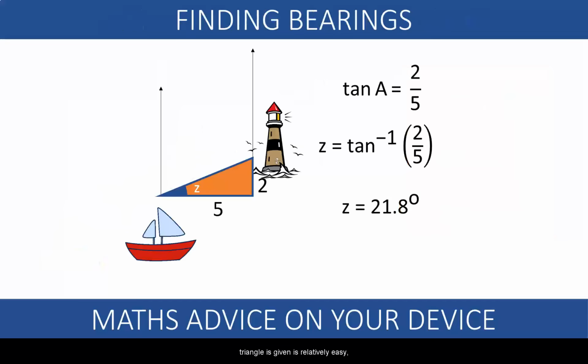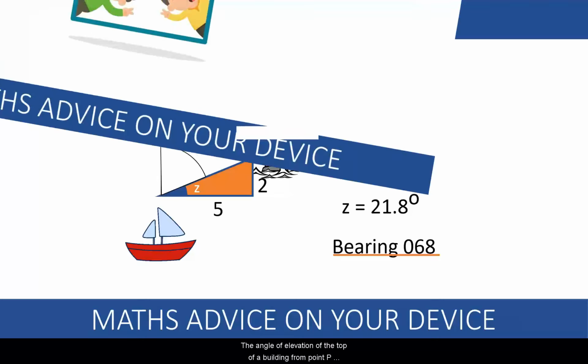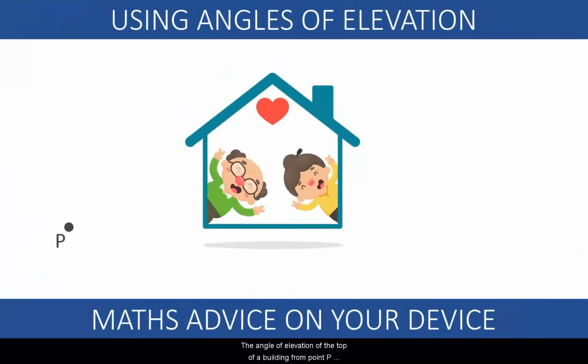Finding a missing angle when the right angle triangle is given is relatively easy, but can you put things together? Can you calculate bearings from written statements? A bearing is the angle clockwise from the north direction. So the bearing that the sailboat must follow to reach the lighthouse is 068, a 3-digit number.